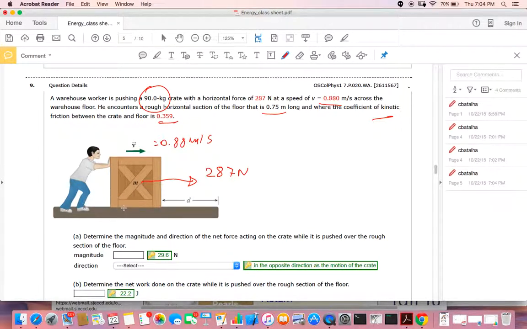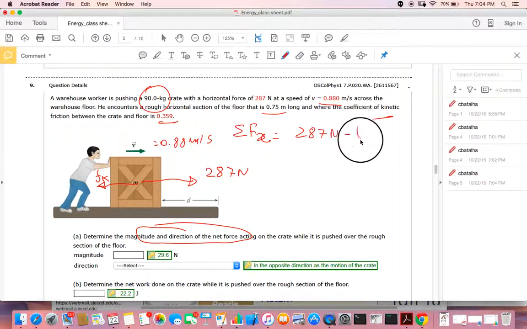Okay, so pretend now that he is encountering this rough surface and pretend that the block is just a point. So when he meets that, here is the friction force that resists the motion. So when you do your free body diagrams, because it's asking what's the magnitude and direction of the net force, what is the net force? The net force is the sum of forces in x. So you have 287 newtons to the right, and you have a friction to the left, okay? This is the net force.